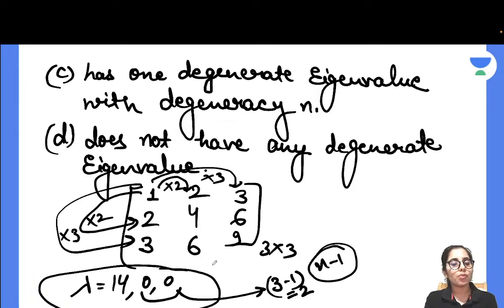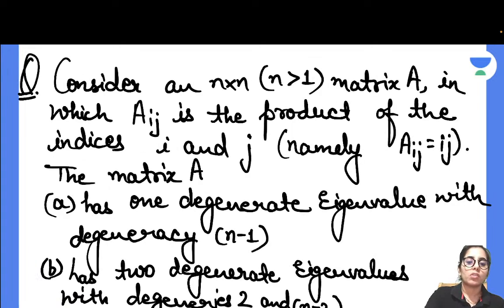So what is the degeneracy of this? That's n minus 1. And the other one is a non-degenerate one. So it has one degenerate eigenvalue with degeneracy n minus 1.